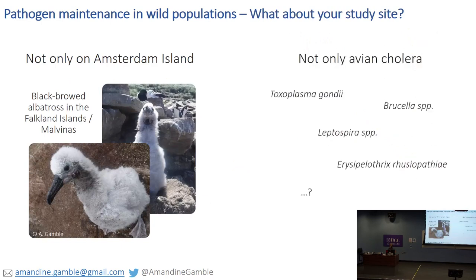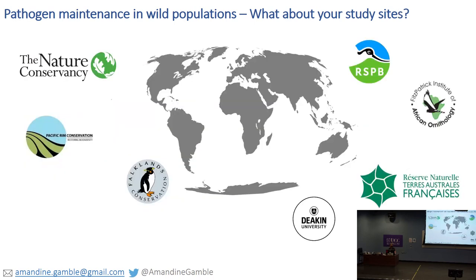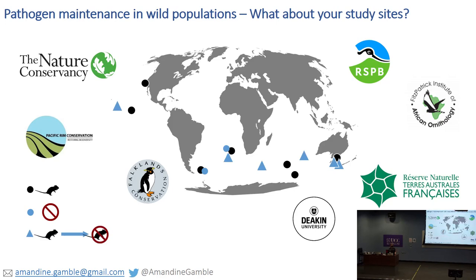And the final note I want to make is that it's not only on Amsterdam Island and it's not only avian cholera. So we are putting together a network of islands where we have rats, no rats, or rats that are going to be removed, and we're tracking how pathogens map in those different populations across those islands. So if you do have rats or mice on your islands and you are interested in looking into infectious disease, feel free to reach out.